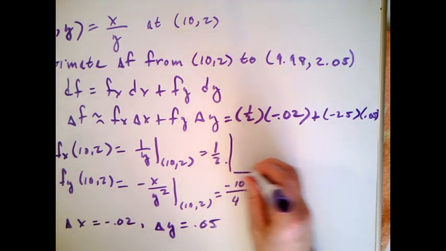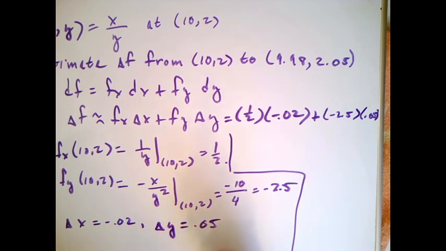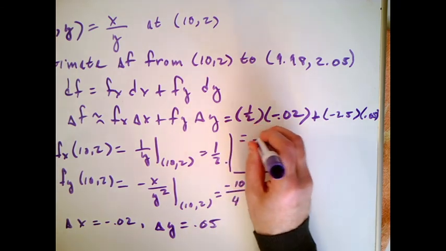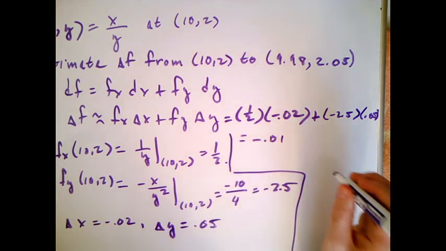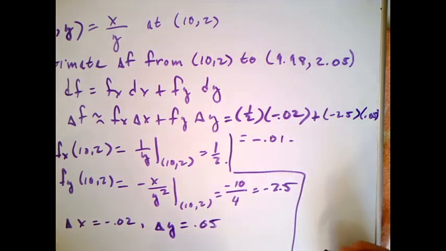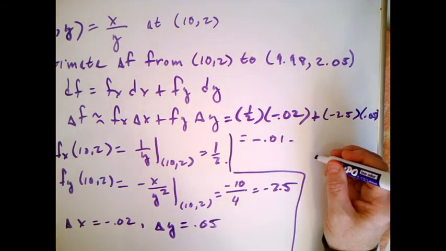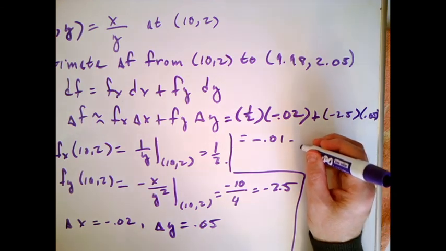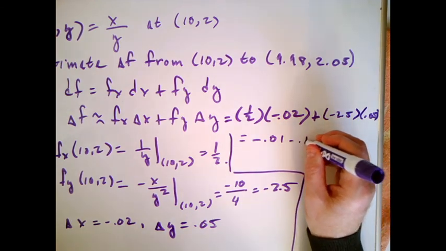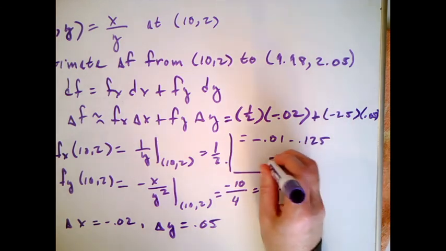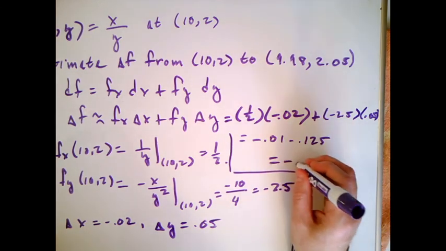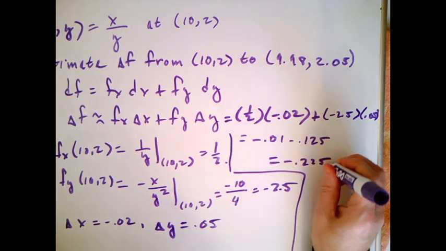So hold on a second, let's just wall ourselves off a little bit here. I'm going to get something like minus 0.01, minus, let's see here, that's half. I'm thinking it's minus 0.125. Yes, I think that's minus 0.125. I think. And this is going to be minus 0.225.